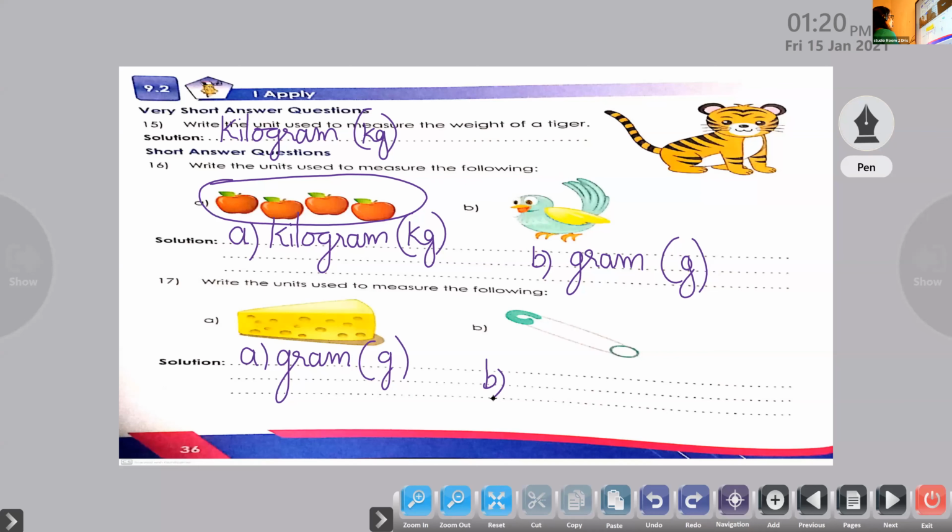Rishikesh. The weight of a safety pin. Milligram. Yes, good. A safety pin will be in milligram. It is a very lightweight object. Write milligram, and in the bracket write mg. Good, Rishikesh. Mute.